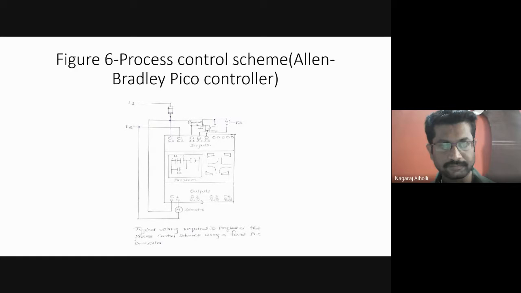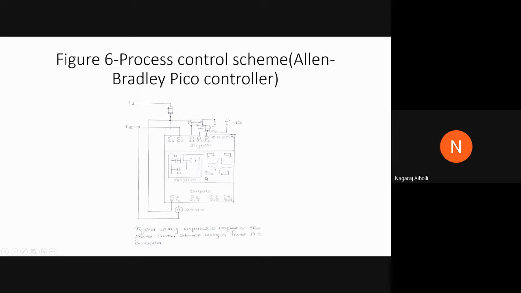This is particularly for the Allen Bradley Pico controller, where the ladder rung diagram is connected in this fashion. These are showing the inputs here. We have the outputs, everything in the same module. Inputs, outputs, then the ladder rung is shown on the display. All are there in the same module. It is a fixed type of PLC.